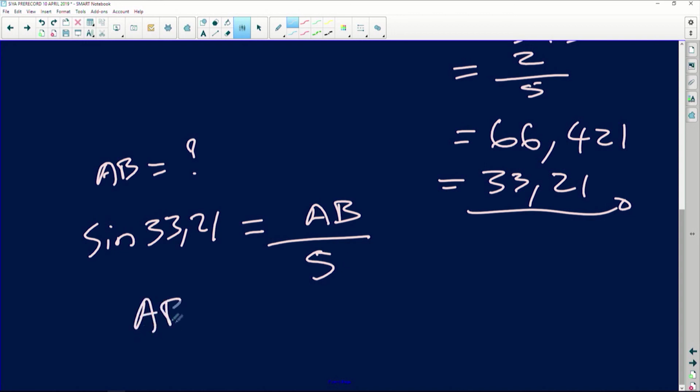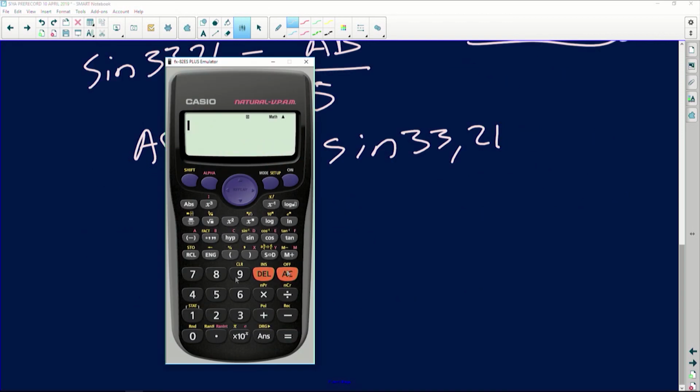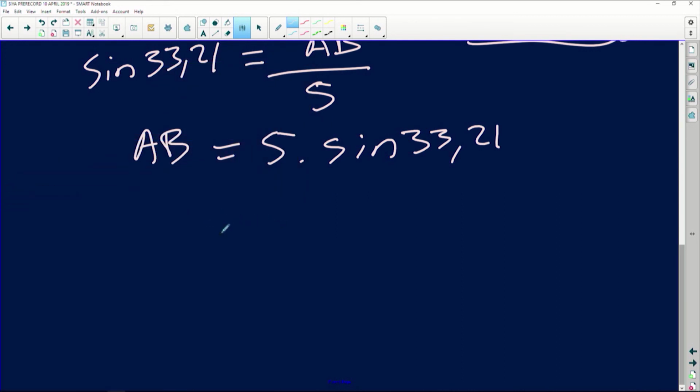To solve for AB, it will be equal to 5 multiplied by sine of 33.21. To solve for this, we're just going to pull out my calculator down there again. I will then have 5 multiplied by sine of 33.21. This is equal to 2.74. So this is going to be equal to 2.74 units that we're dealing with.